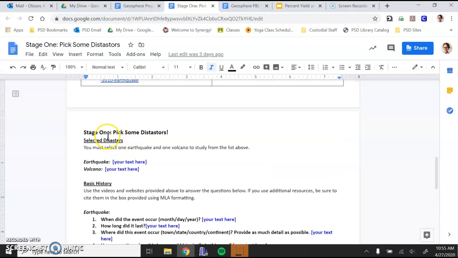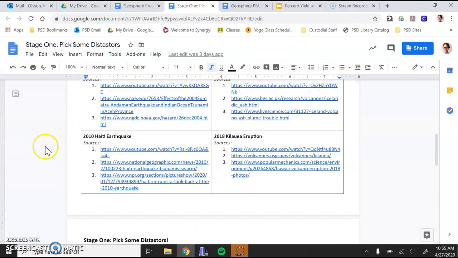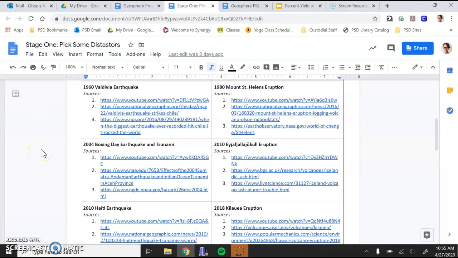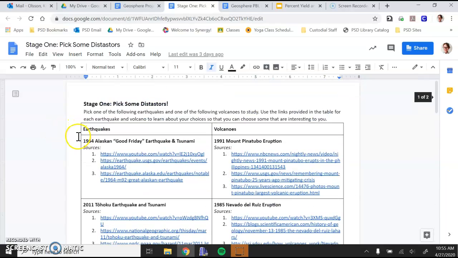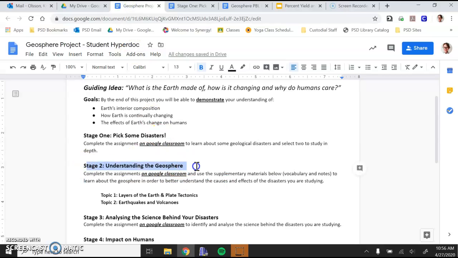But I would also say if you're using a reputable news source, so if you use an article from NPR or BBC or something like that, that's totally fine as well. Okay, let me know if you have questions. This is your first assignment, and later this week we will start to look into that stage 2 part of understanding the geosphere. So I'll post a few things on Google Classroom for you probably on Wednesday regarding understanding layers of the earth and plate tectonics.